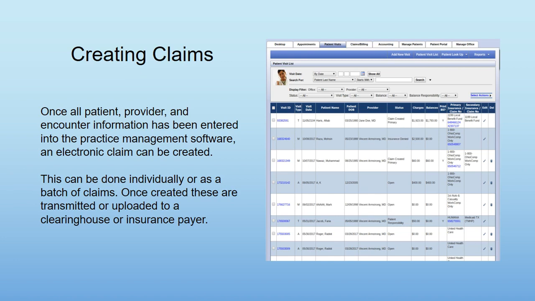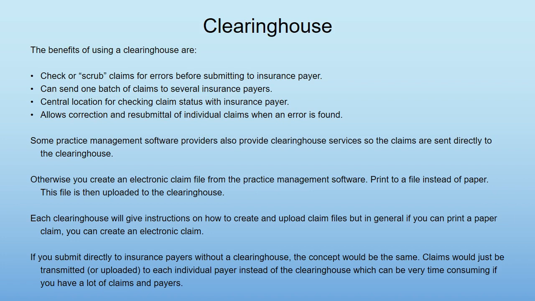And those are usually uploaded to the clearinghouse, and sometimes you can also upload those to the individual insurance payers, but that's more typical to submit those or upload those to the clearinghouse. While we're talking about the clearinghouse, a clearinghouse is very beneficial because it checks your claims and scrubs them for errors before it submits them to insurance payers. It allows you to send one claim file as one batch, and it sends those to several different insurance payers.